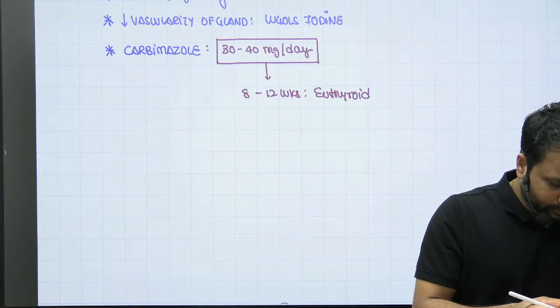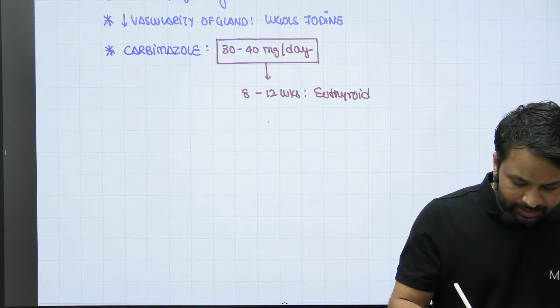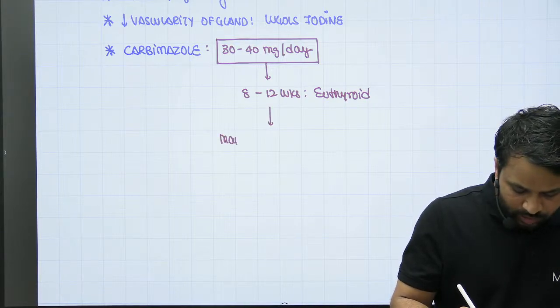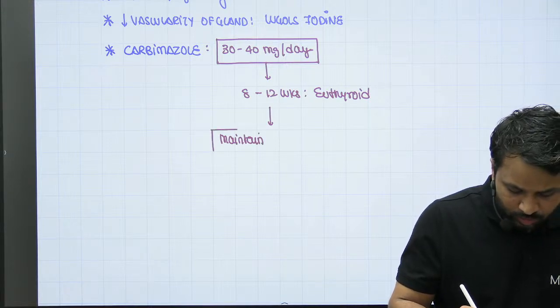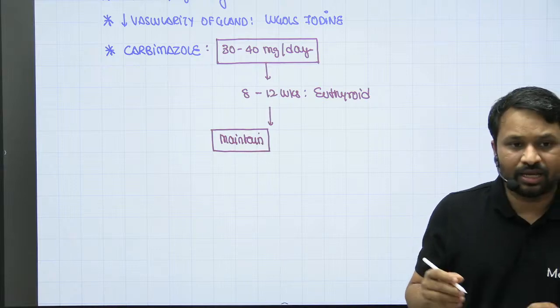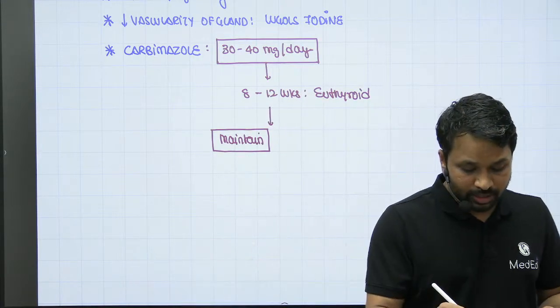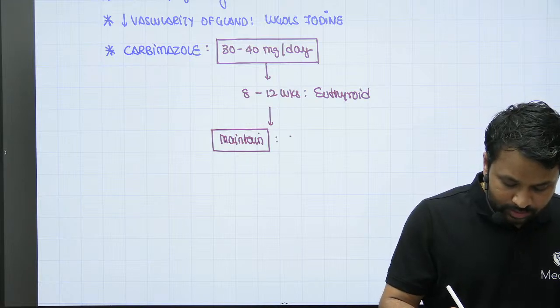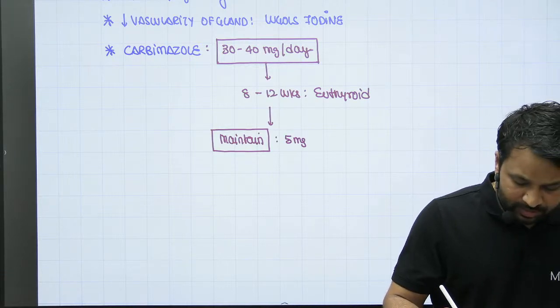Now, once the patient becomes euthyroid, there is something called maintenance. We will not stop it because again it will jump back to hyperthyroid. So let's say the patient has become euthyroid in 8 to 12 weeks and does not want to get operated immediately. During that phase till he or she gets operated, the maintenance dose is going to be 5 milligrams every 8 hourly.